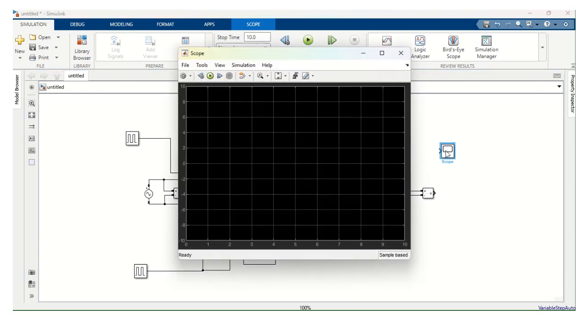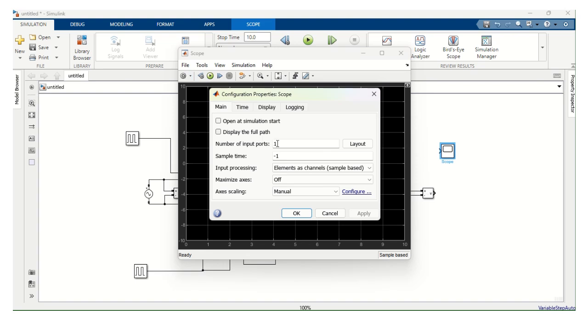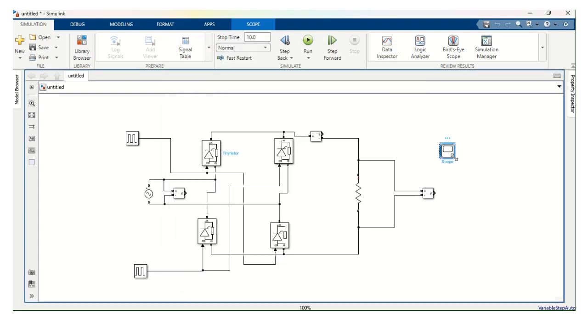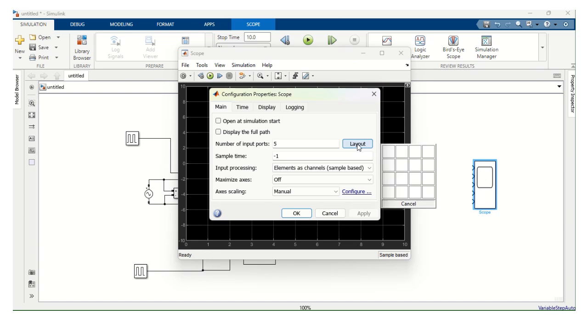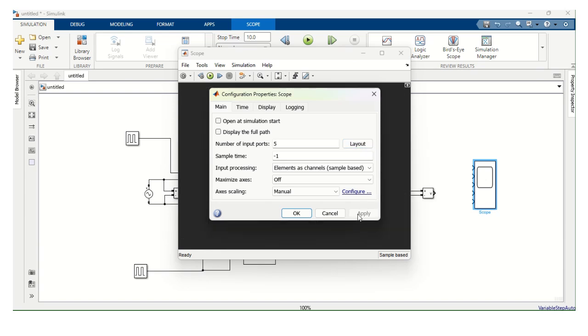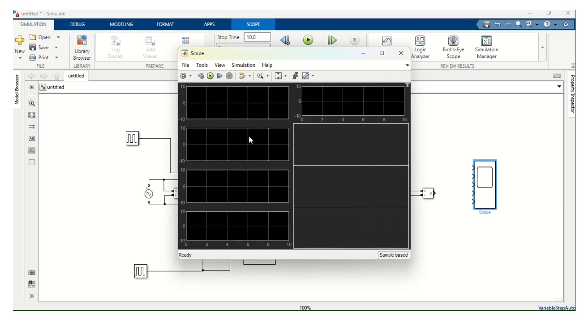Double click scope. Click the settings. Number of input port is 5. Apply. OK. So here you can see 5 input ports. Double click. Change the layout. So 5 layouts. So we get 5 graphical inputs.